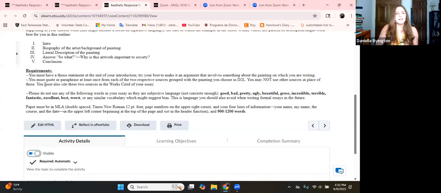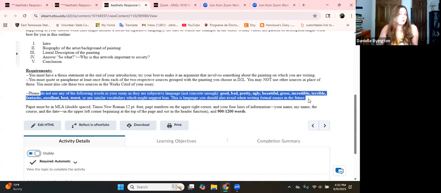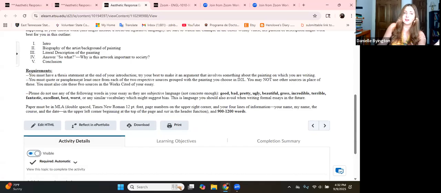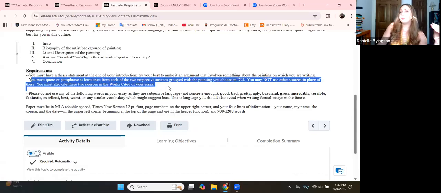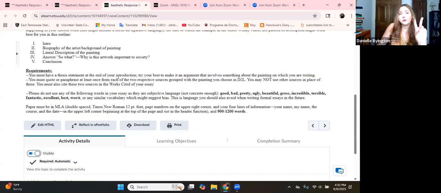Okay, and then besides the stuff about don't use subjective language, the most important part of this is that we are also practicing quoting or paraphrasing from sources. I give you two sources. No matter which painting you pick, I provide those in D2L, and you must quote or paraphrase at least once from both of those in your paper.